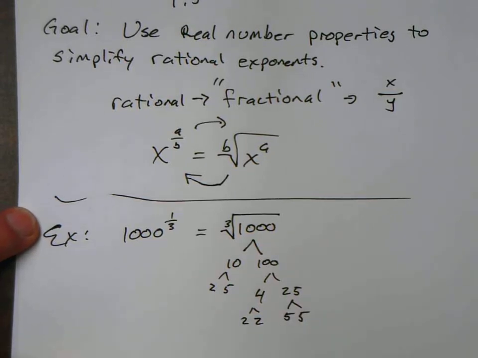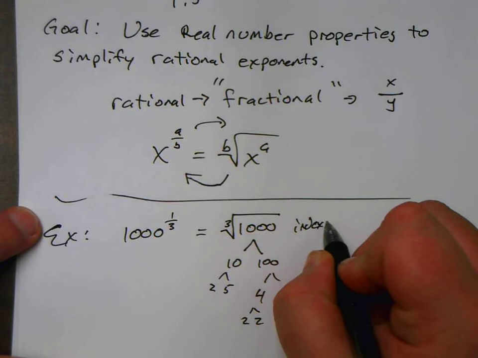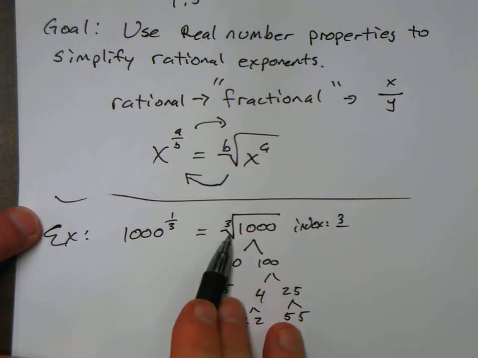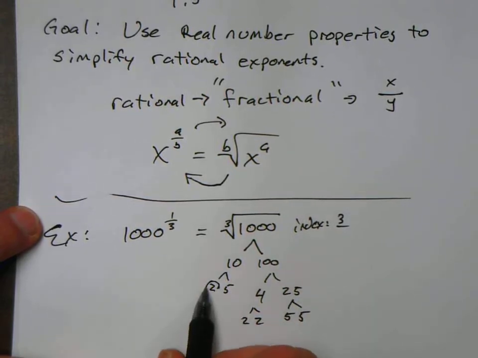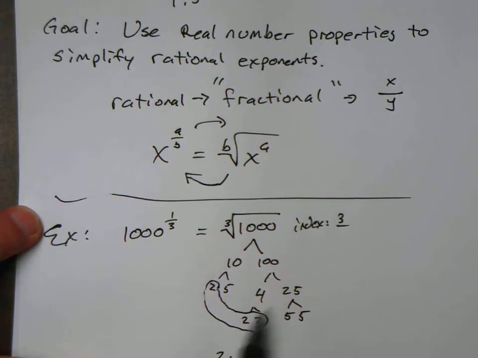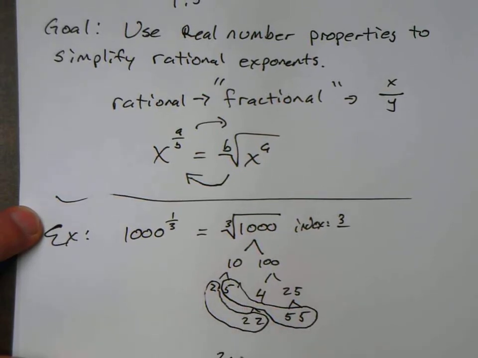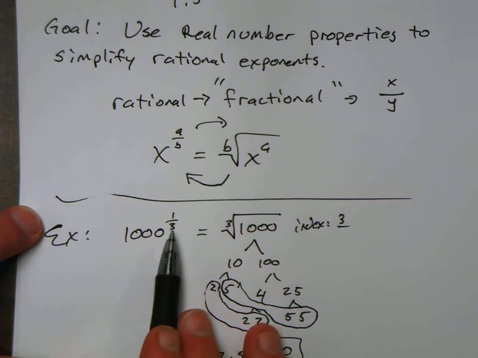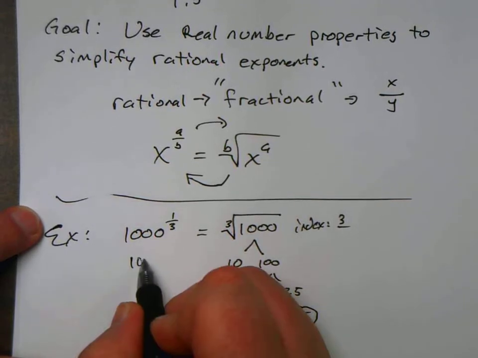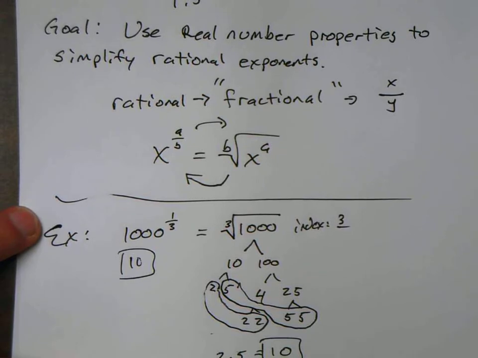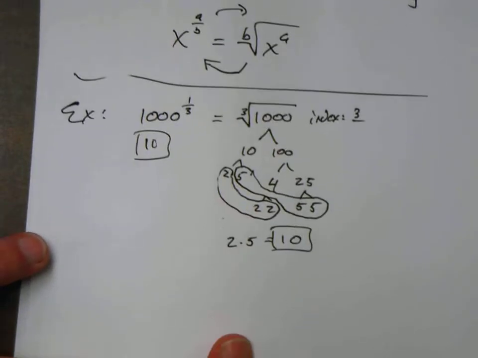My index here is a 3, so I'm circling groups of 3. I have three 2s that come out as a 2, and I have three 5s, so then I have a 5 that comes out, and I have nothing left over. So this is going to end up being 10. That means that 1,000 raised to the 1/3 power is simply 10.